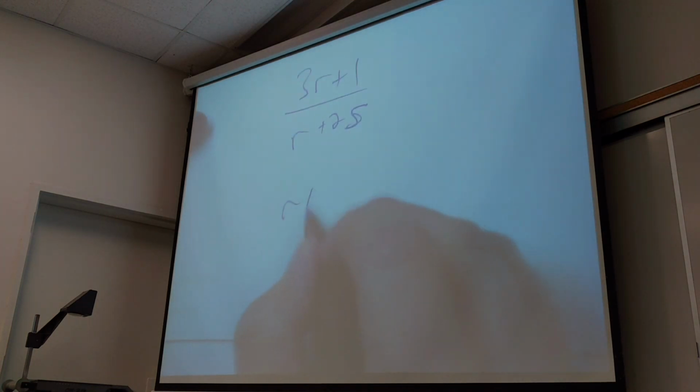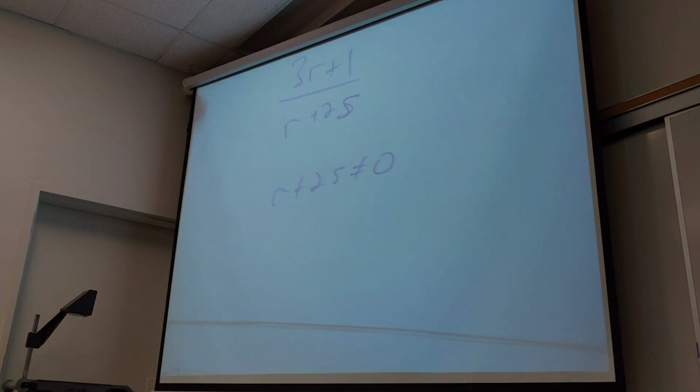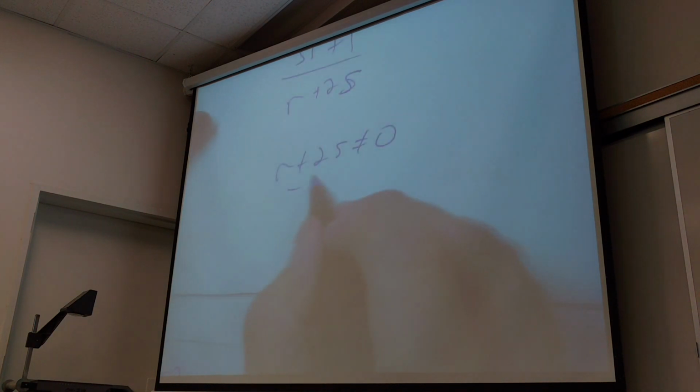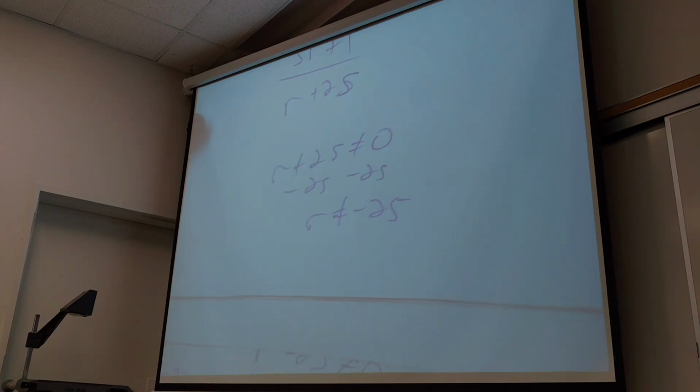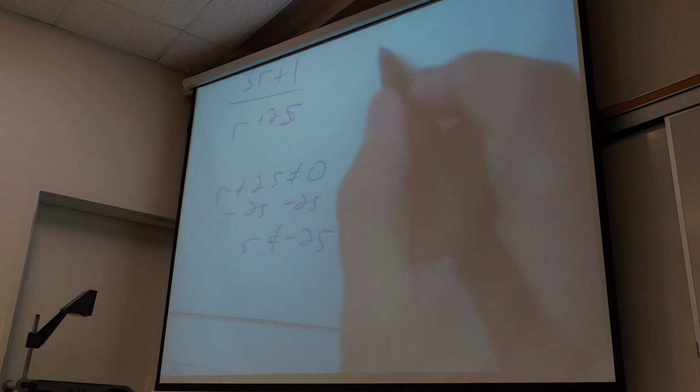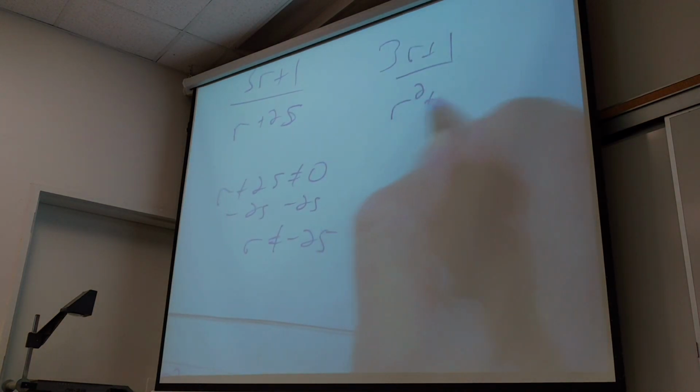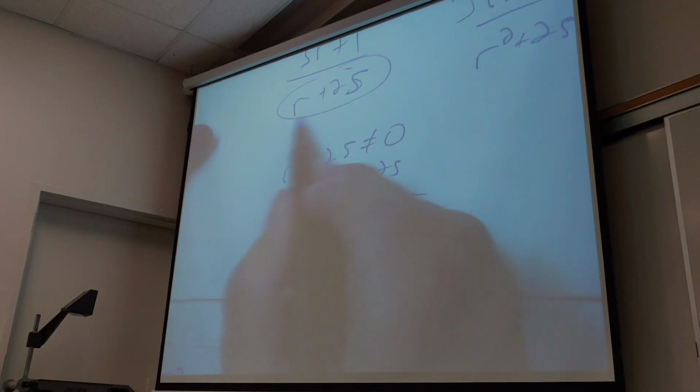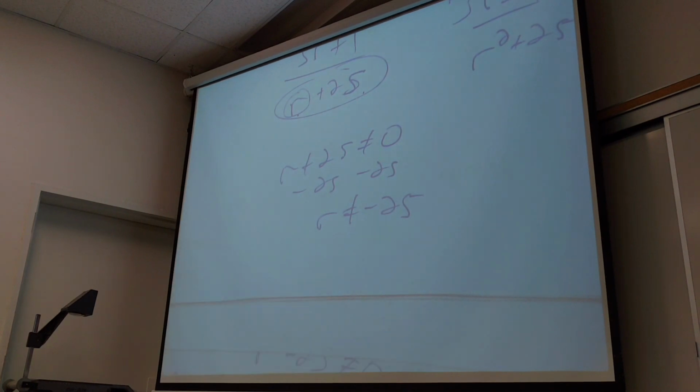Then you would say the bottom can't be 0. Can you solve that? Of course you can. You subtract 25. R can't be negative 25. No, because what did the problem actually have? A square. So you really have to step back and look at this. The only way this could be 0 is if R is negative 25, so it can kill the 25.